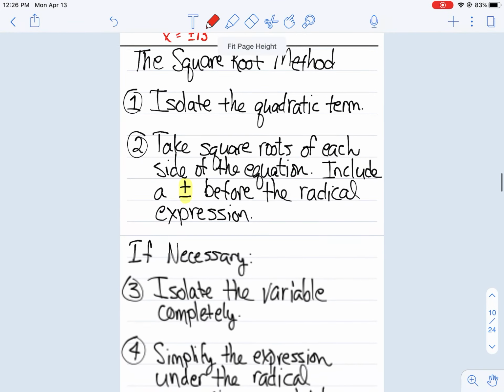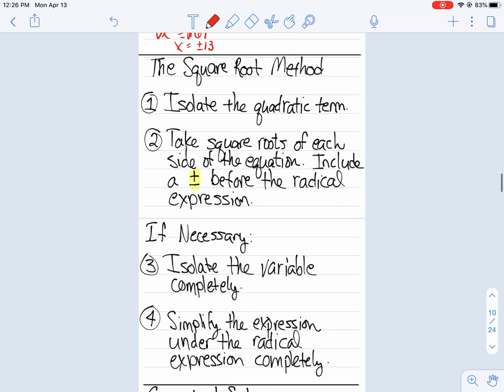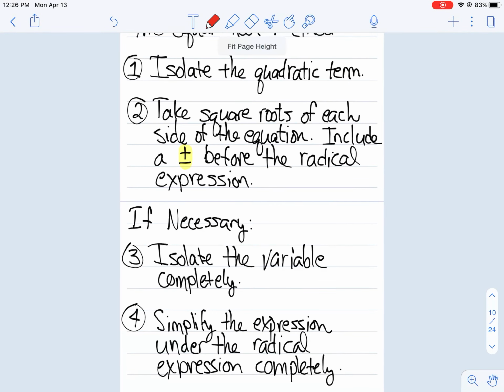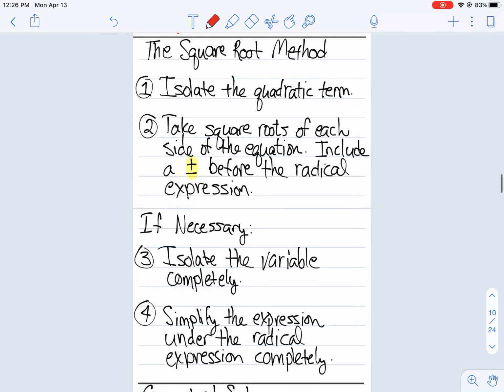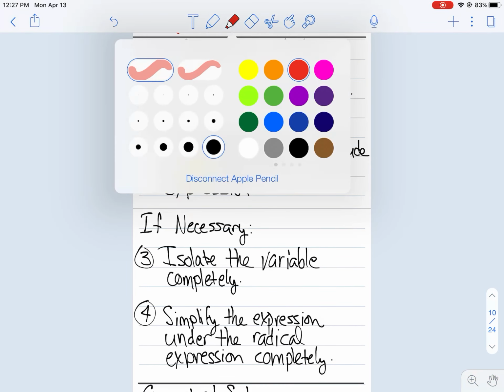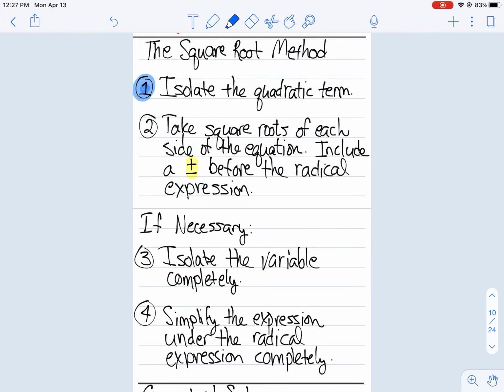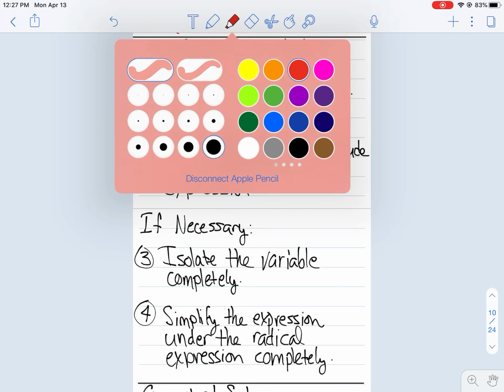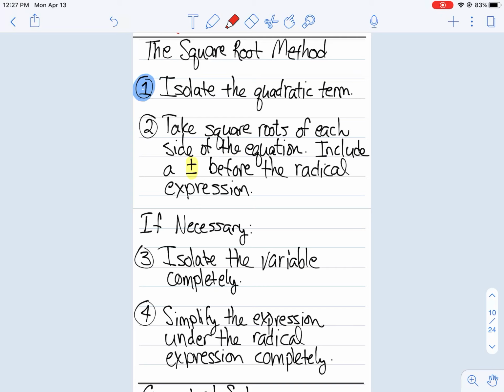I'm going to zoom out on this a little bit so you can see it all on the same screen. There we go. Okay. So on this method, let's go over the steps here. On this method, we want to isolate the quadratic term. So that's the squared term. If that's not isolated, like in the previous method where we wanted to get one side set equal to 0, on this method, we want to get the x squared term, or the quadratic term, by itself on one side of the equal sign.